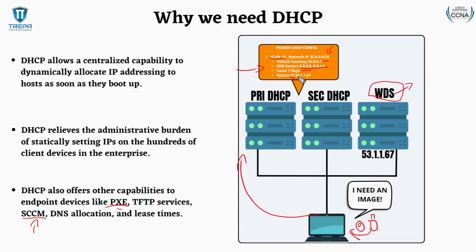And then we have this option 67, which is going to be used for that pre-execution environment I was talking about, where this computer could possibly pull an image from the LAN, reaching out to this Windows deployment server. And here we put that IP address to point that computer to the correct IP address of that Windows deployment server.